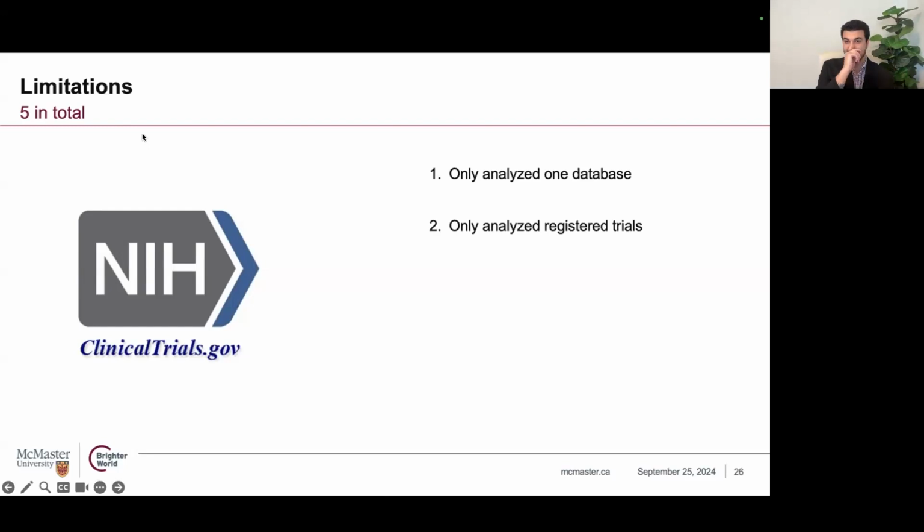The second one is that we only analyzed registered trials. In other words, perhaps some researchers never registered their trial, but they did publish their paper. Those clinical trials were not included in our analysis because we had no way of knowing. And so in theory, we could be overestimating the amount of adherence. So perhaps that 3% that we went over is in reality slightly lower, for all we know.